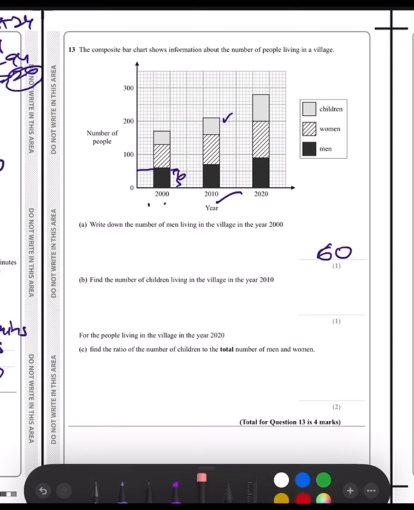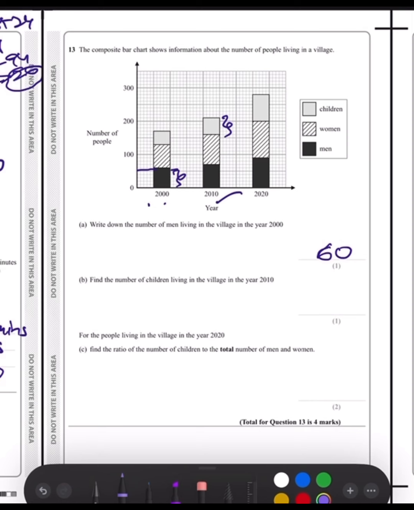Because we clearly know here, so let me erase the tick as well, that we are considering only this part, because the rest is of women and men. We cannot consider that as a whole because they're just asking us for children, and only this part is for children. So please focus on that as well. Now we need to measure the length of this.